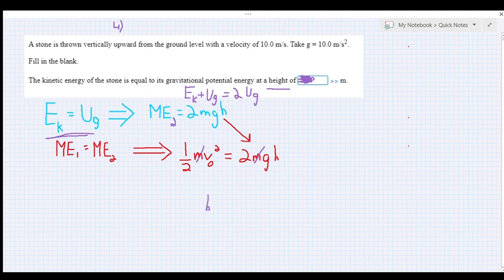h is basically going to be equal to v0 squared over 40, since g is 10. That is 10 squared over 40, 100 over 40, which is equal to 2.5 meters above the ground. So here, activating our eraser, the answer is 2.5 meters.